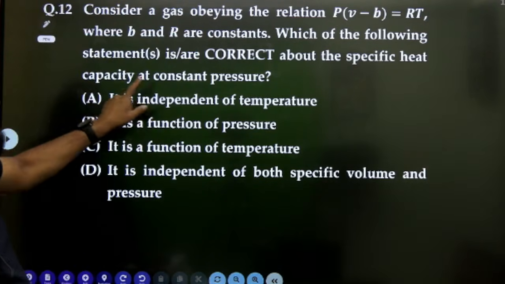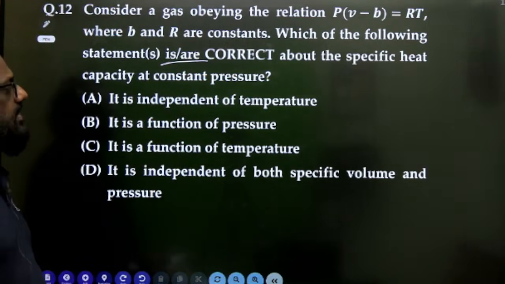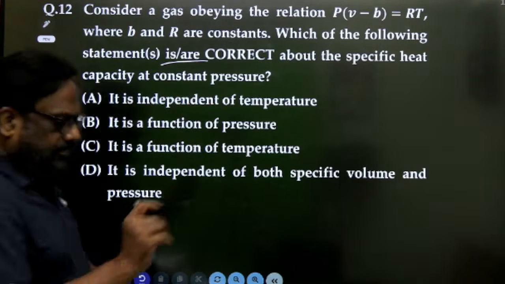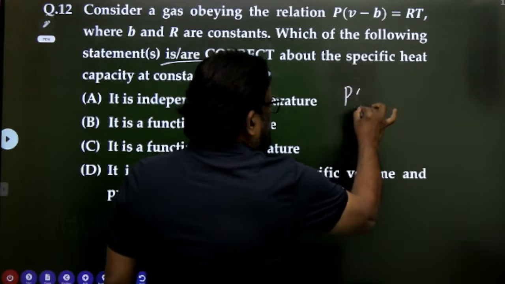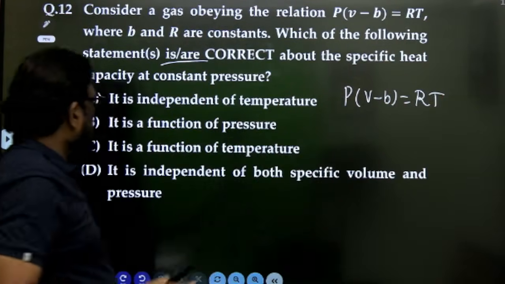हाँ. Which of the following is R? Again, it is MSQ. कैसे करेंगे सर? देखो एक बार. What is the equation of the gas? वो बोल रहा है P into V minus B. This is the equation of the gas: P into V minus B is equal to RT. We'll do it, don't worry.